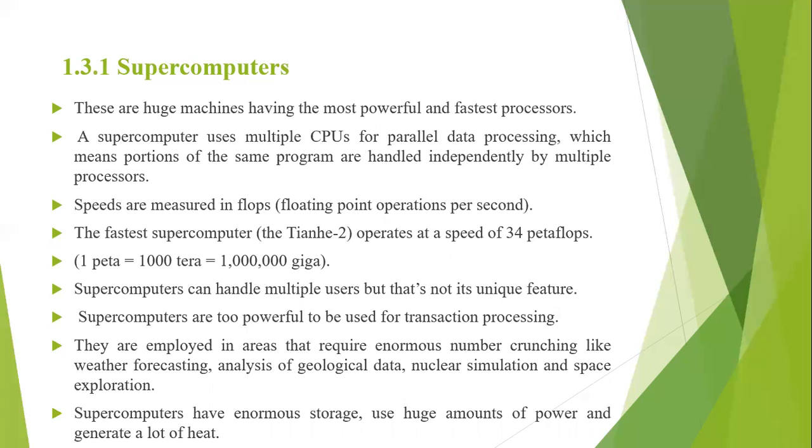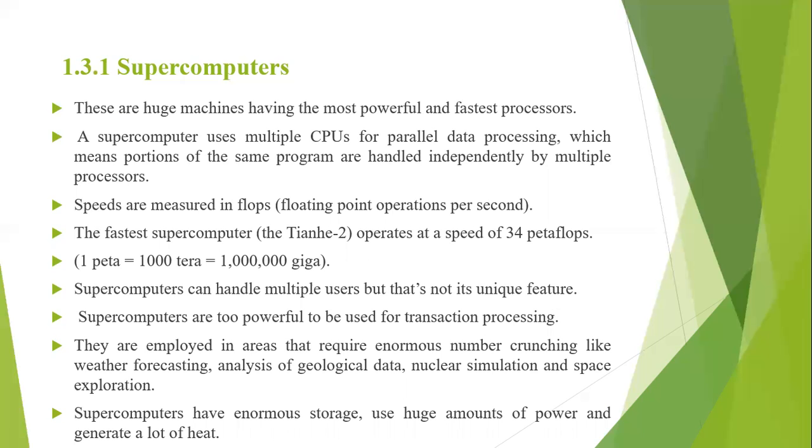Supercomputers are huge machines having the most powerful and fastest processors. They are huge machines because they have many central processing units. A supercomputer uses multiple central processing units for parallel data processing. Each CPU is capable of processing its own set of instructions, its own set of programs, which means portions of the same program are handled independently by multiple processors. You can process the data in parallel. You can either have a separate program given to each CPU, or multiple CPUs will handle one big program. They will partition the task to be completed.